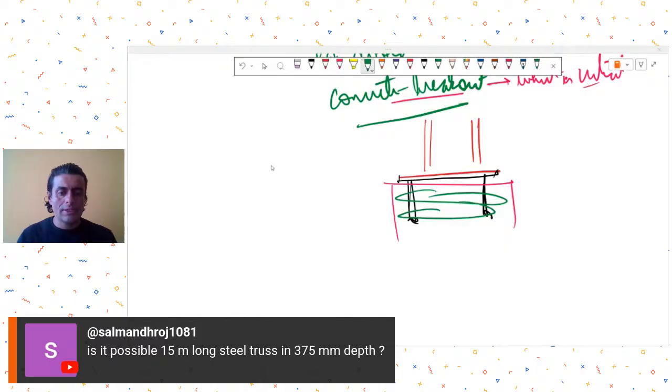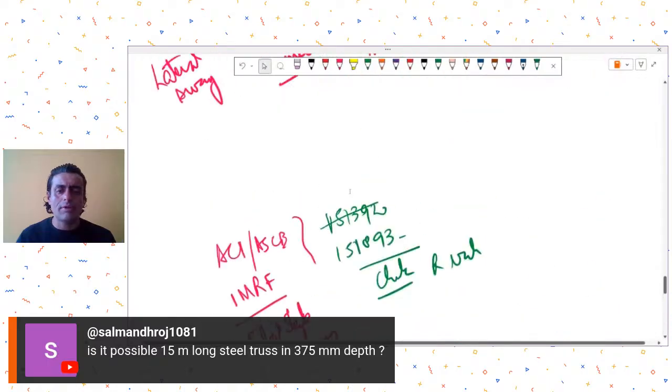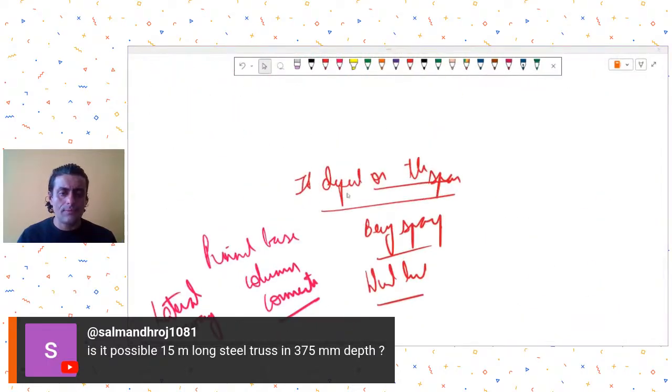Mr. Salman is saying, is it possible to have a 15-meter long steel truss in 375 depth? No. Again, it depends on a lot of things, but prima facie, no. Then you will have to go for a different system and not a truss system. You may think of going for a space frame or something like that, but still 375 is too small a depth.